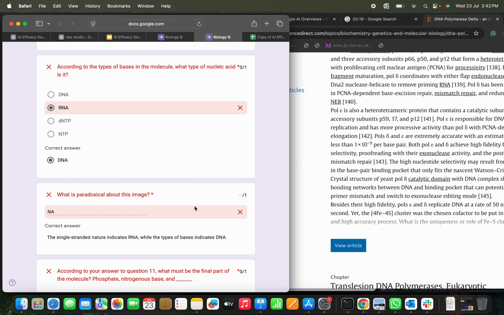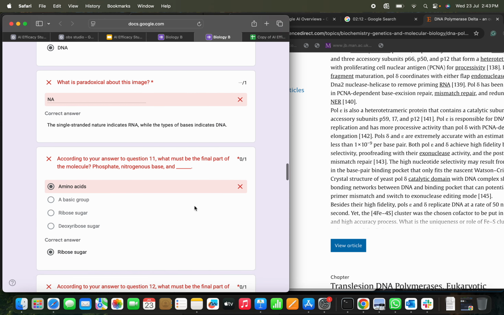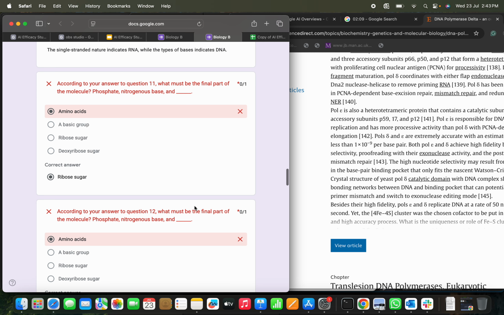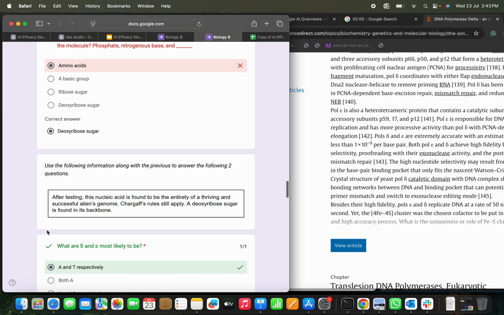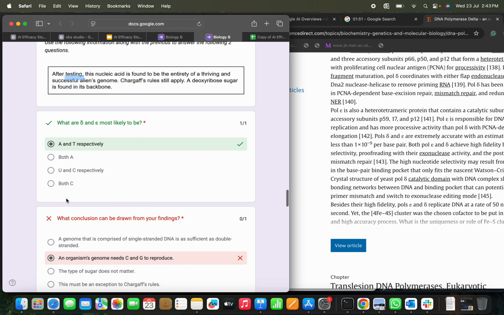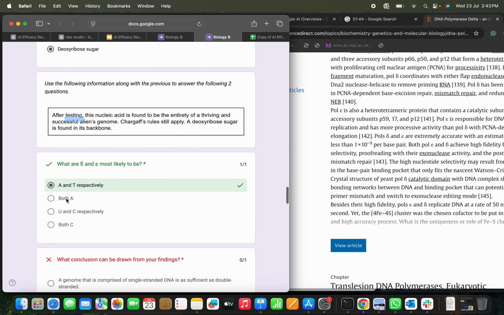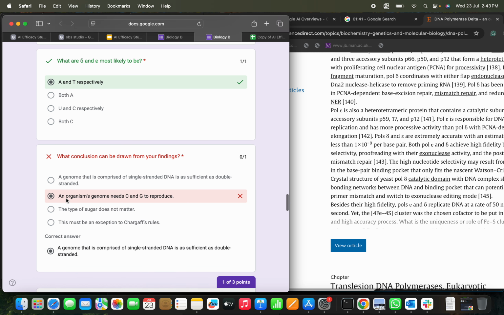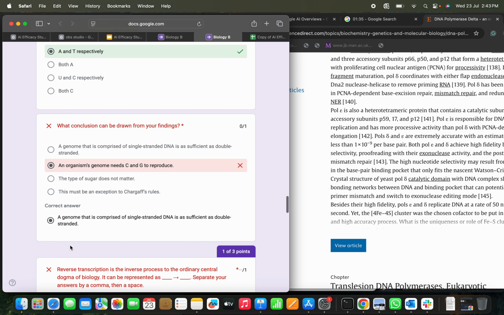The single-stranded nature indicates RNA, while the type of bases indicates DNA. According to your answer, I don't even understand. After testing, this nucleic acid is found to contain deoxyribose sugar. Okay, so this is an image. A and T. Okay, so this is AT. That is composed of single-stranded.